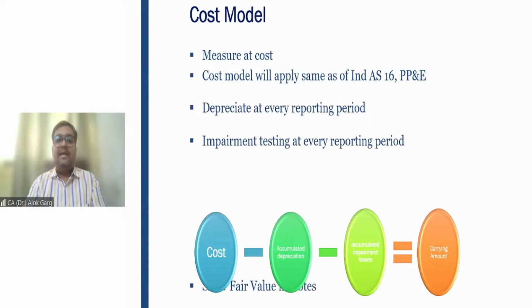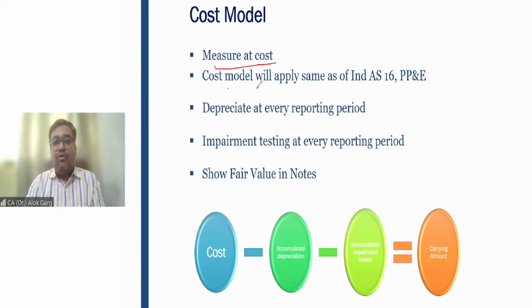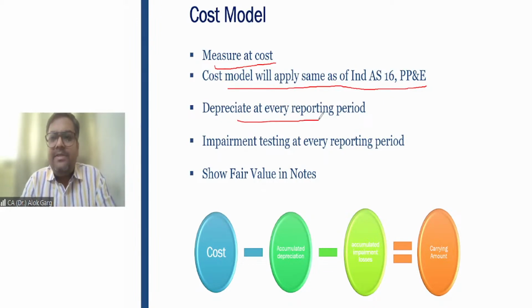So this standard says that cost model means measure at cost. Cost model will apply same as of Ind AS 16. Depreciate at every reporting period. Sir, land will depreciate? Answer is no. But sir, building will depreciate? Answer is yes. So if there is a building, it will be depreciating. But if there is a land, it will not depreciate.